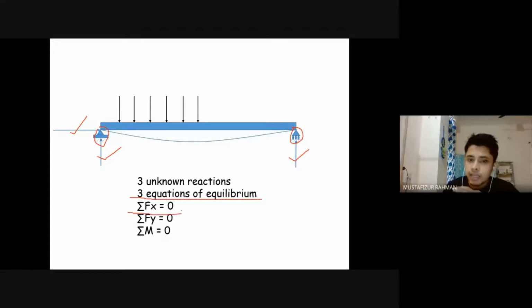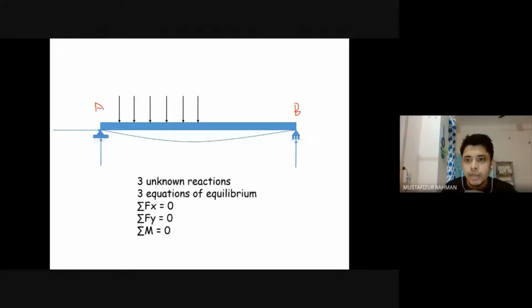Summation of forces along x equal to 0, summation of forces along y equal to 0, and summation of moment equal to 0. Now, you may think that we can write the moment equation here also. We can write summation of moment if we say this is A and this is B.